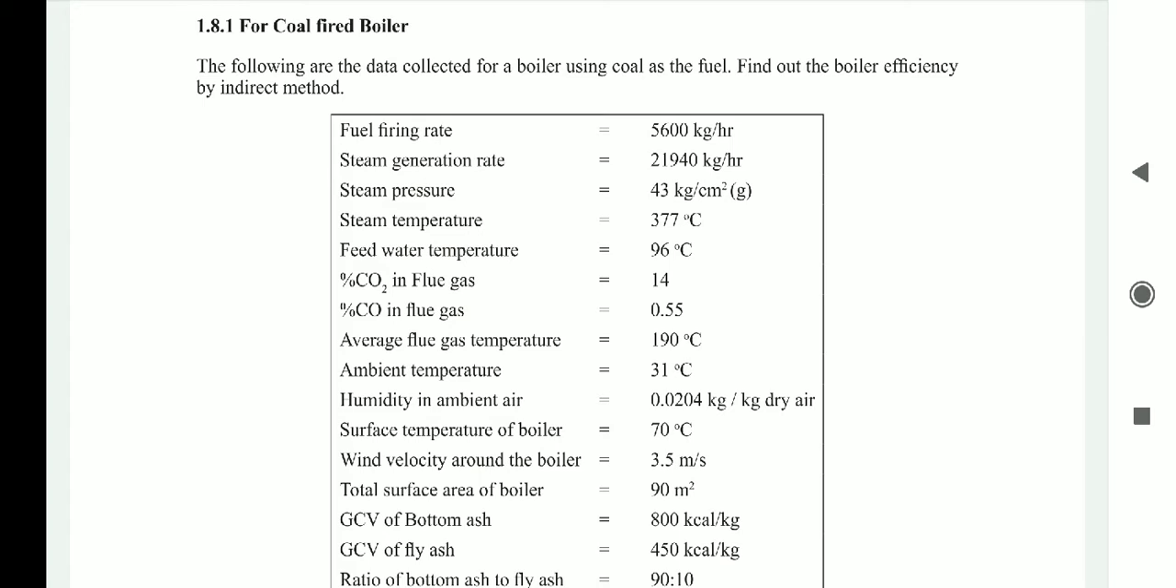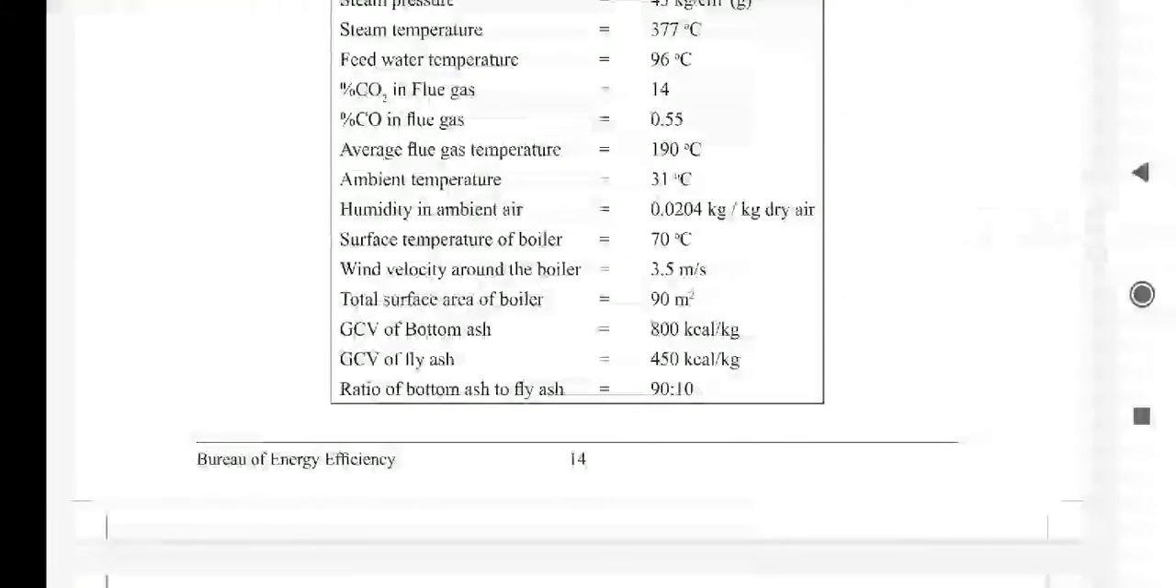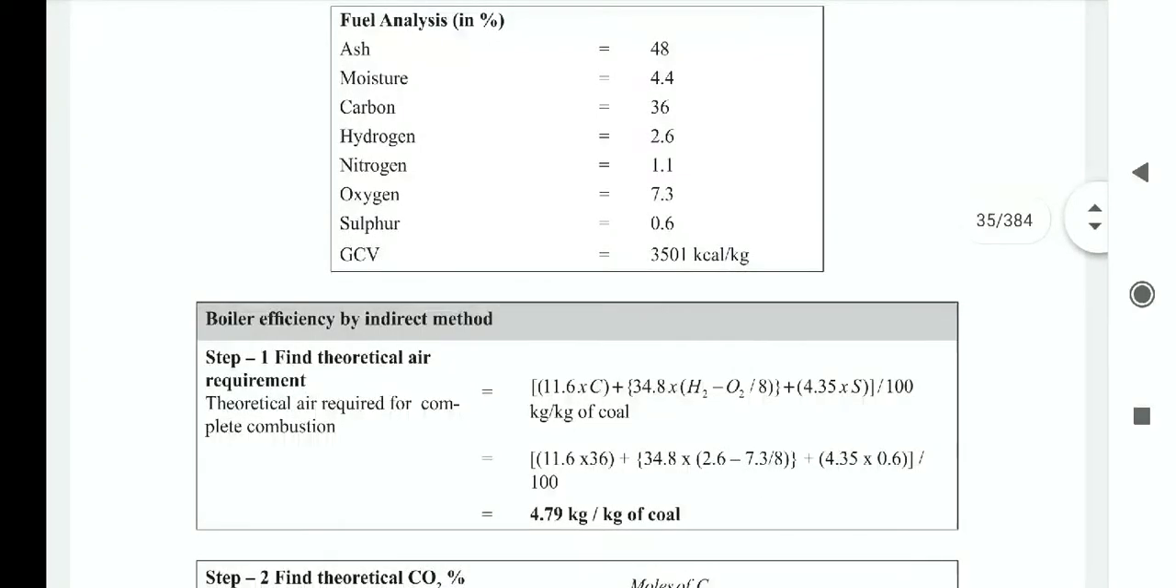wind velocity around boiler 3.5 meter per second, total surface area of boiler 90 meter square, gross calorific value of bottom ash 800 kilocalorie per kg, gross calorific value of fly ash 450 kilocalorie per kg, ratio of bottom ash to fly ash 90:10, and fuel analysis as ash 48%, moisture 4.4%, carbon 36%, hydrogen 2.6%, nitrogen 1.1, oxygen 7.3, sulfur 0.6, gross calorific value 305.01 kilocalories per kg.